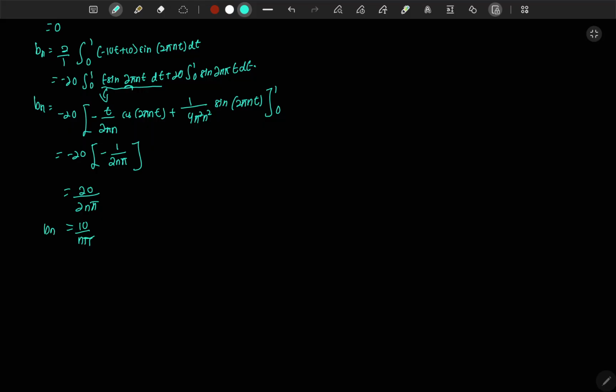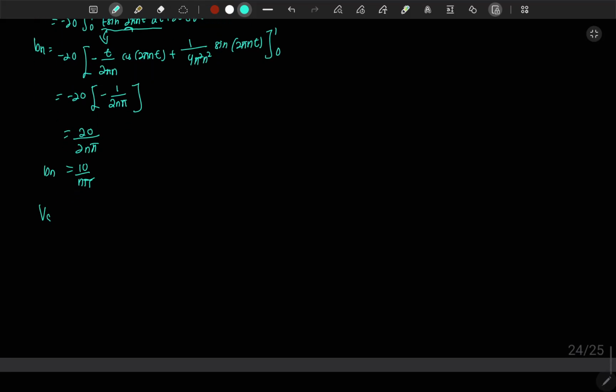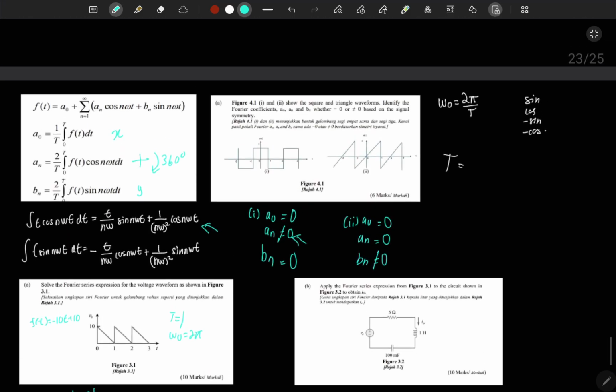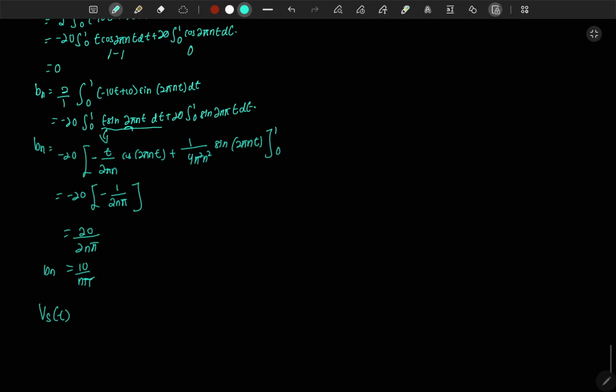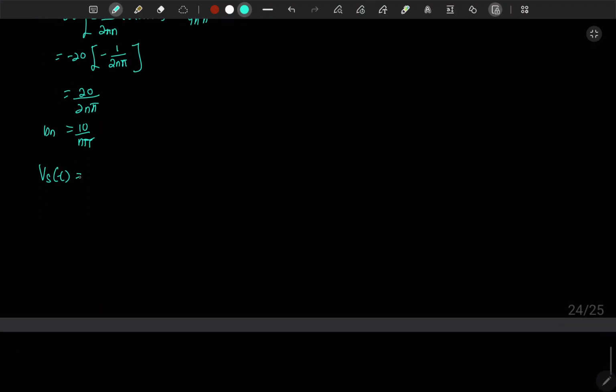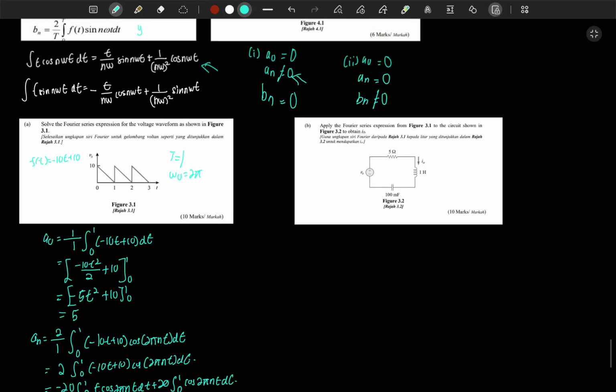So this is our Bn. When we write our final equation, it is in this format: our A naught was 5 plus the sum of 10 over n pi sine 2 n pi t. Okay, so now this is for the Fourier transform for the graph.